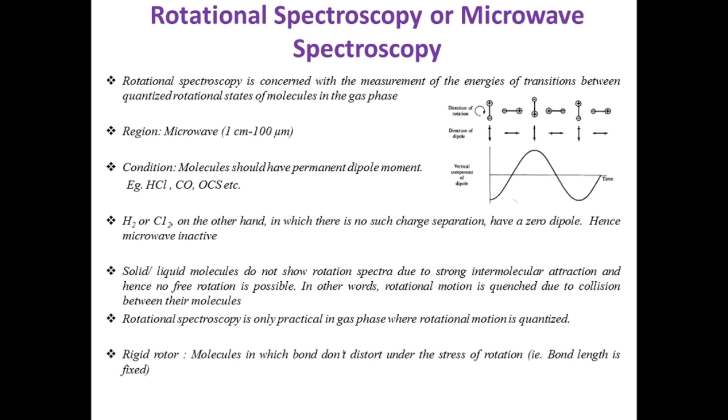Here we consider two types of molecule. One is called a rigid rotor or rigid diatomic molecule. Rigid rotor means that when a molecule undergoes rotation about the center of gravity, the bond length of the molecule doesn't change, that is, the bond length is fixed. But in case of a non-rigid rotor, the bond length increases as the angular velocity increases.